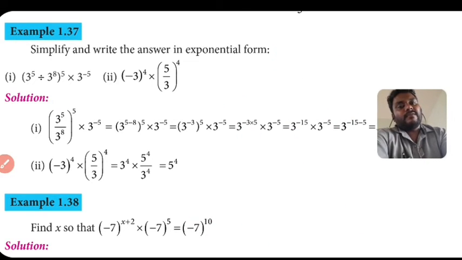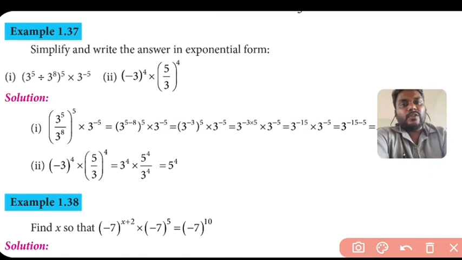So 3 power 4 into 5 power 4 by 3 power 4. The 3 power 4 in the numerator and denominator will cancel. The answer is 5 power 4.